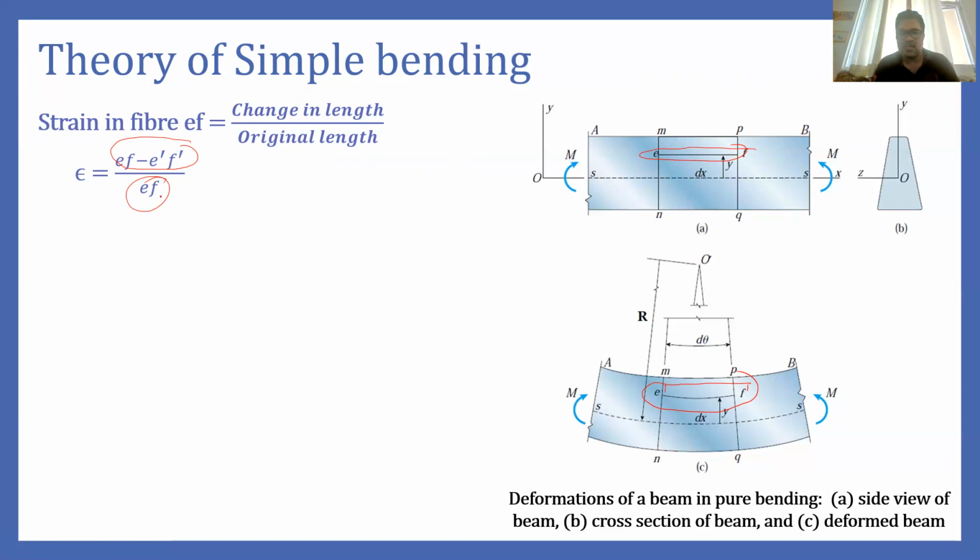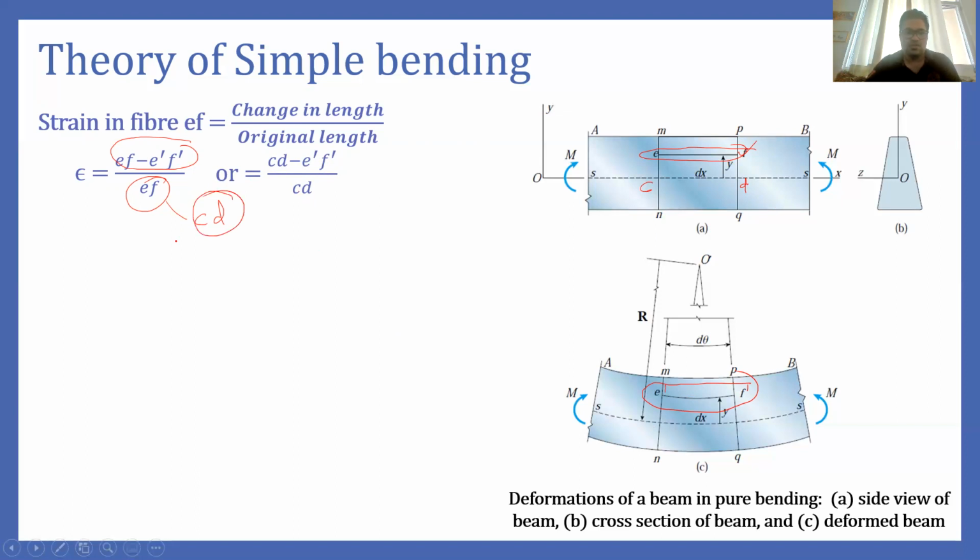Now this EF can also be replaced by CD, because we know that EF before bending is equivalent to CD, which is the length at the neutral axis level. So we can also write this as CD minus E dash F dash upon CD. So EF can be replaced by CD also.